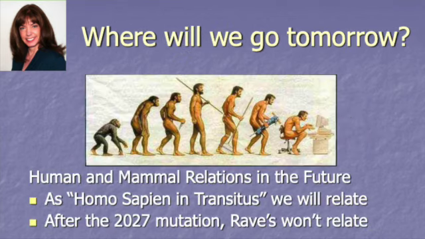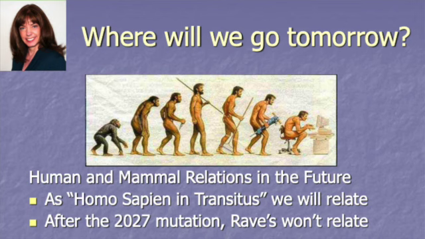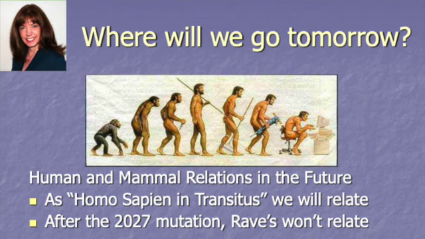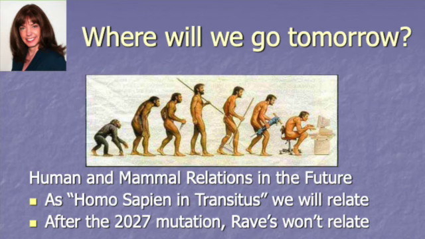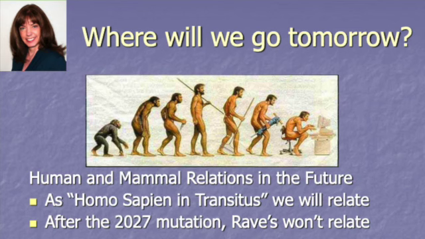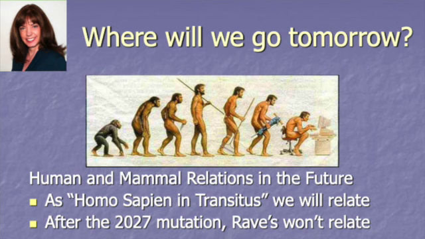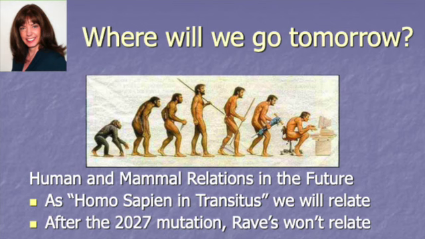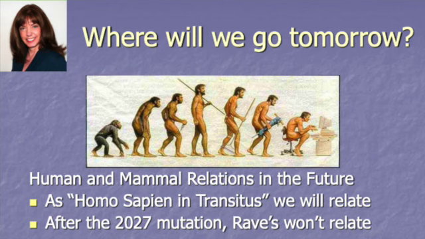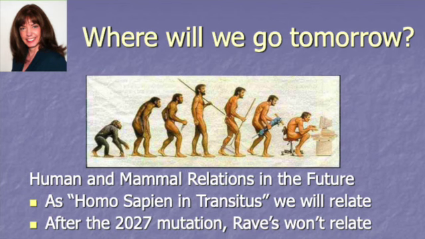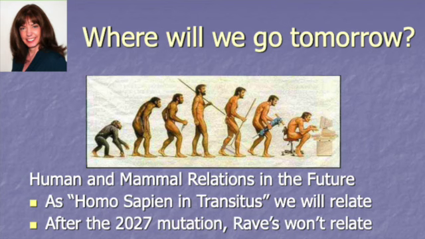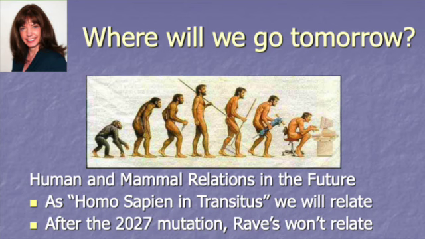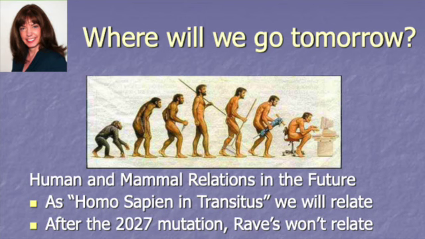Where do we go from here? In evolution, well, we're in a wonderful time. Human sapiens and Transitus have a bond. We have this cross-special bond with mammals. We relate to them. We have a relationship with them. We always will. But after 2027, when mutation takes place, those babies that are born raves, which is different than the Homo sapiens, this relationship won't exist. The mutations will be taking place in the gates that are the cross-special bond.